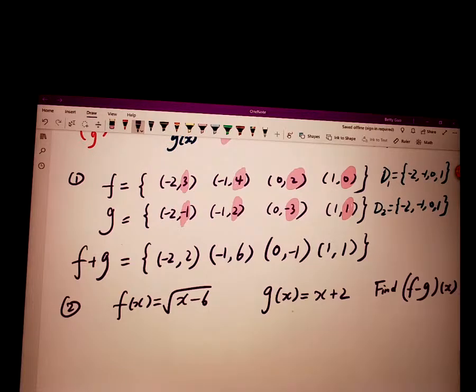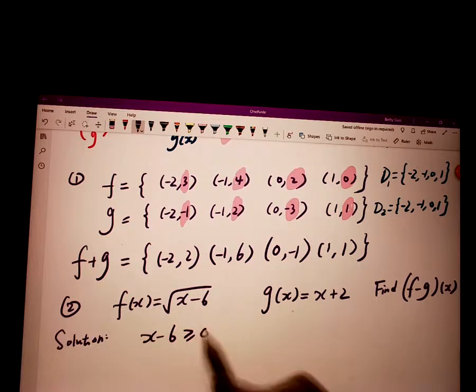Let's talk about the domain of the function f. Do we have any restriction? Yes. This is a square root. Remember, the radicand of a square root has to be non-negative. So x minus 6 has to be greater than or equal to 0. We solve this and get x greater than or equal to 6.